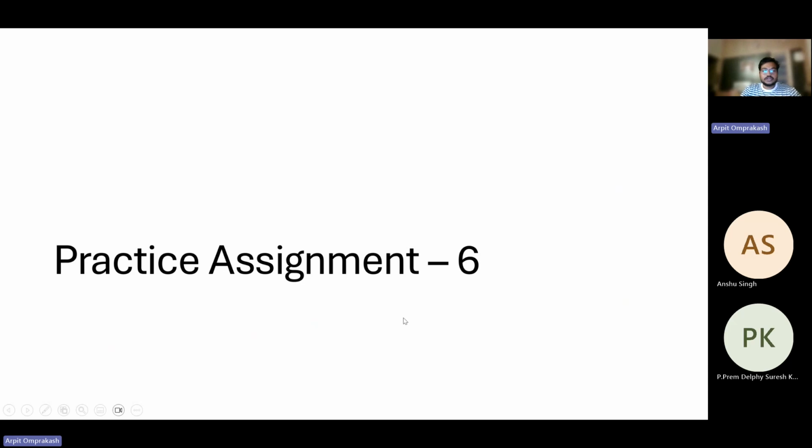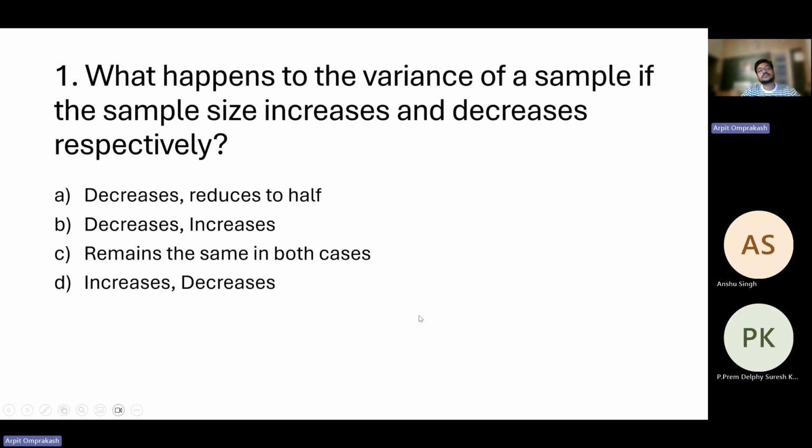So we'll get started with practice assignment 6. So the first question is, what happens to the variance of a sample if the sample size increases and decreases respectively?